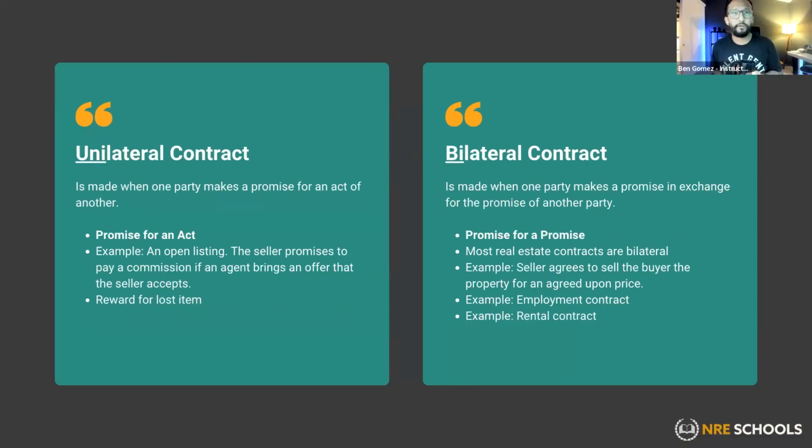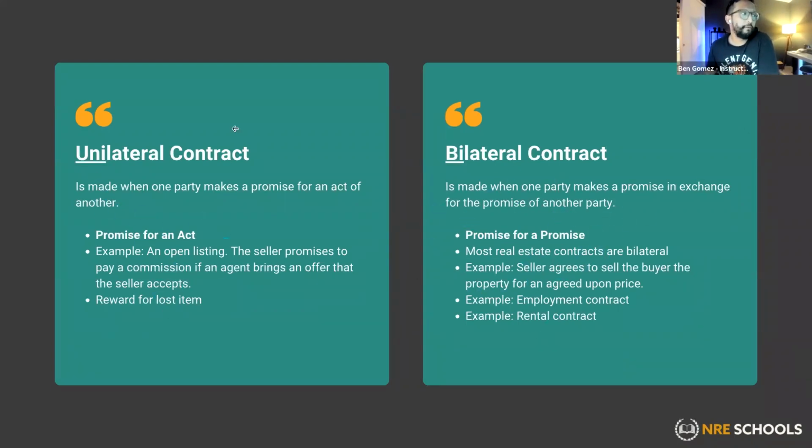The next ones, we've got to look at the prefix. The first one is a unilateral. The second one is a bilateral. Uni meaning one, bilateral meaning two. A unilateral is made when one party makes a promise for the act of another. This is a promise for an act, whereas a bilateral is a promise for a promise.